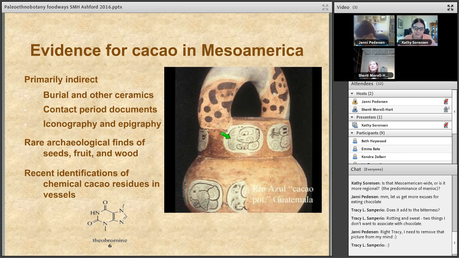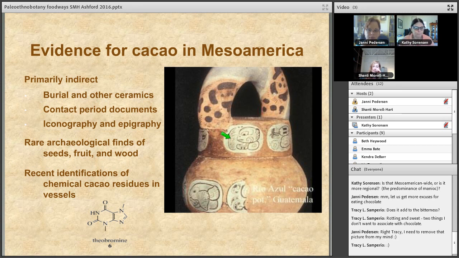And this we see marked onto different vessels or on murals sometimes, providing a pretty good indicator that cacao is in some way related. In this case, this vessel was described as belonging to a particular ruler. So it was a cacao vessel of this ruler. And this is from the site of Rio Azul in Guatemala, a Maya site. So we've also got the occasional archaeological find of a bit of a seed or a portion of the fruit, or a little bit of cacao wood. But in the modern era, we are most often finding evidence of cacao through epigraphic or written texts addressing cacao or through these chemical residues.